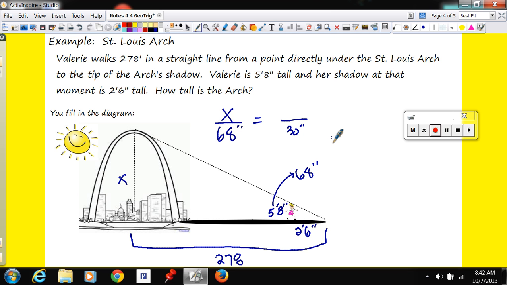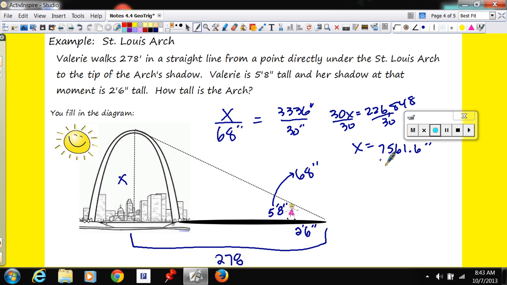So let's see what that's going to be. 278 times 12 is 3,336. That's how many inches the arch's shadow is. Could probably reduce it, but we would probably take a long time trying to figure out what to reduce it by. So let's just go ahead and do our cross multiplying. 30x, we'll do 3,336 times 68. You'll get 226,848, and then you'll divide by 30. So x equals 7,561.6. Okay, that's how many inches.